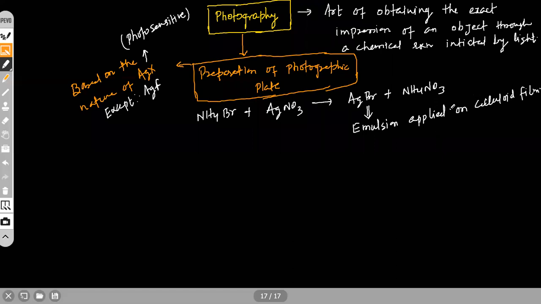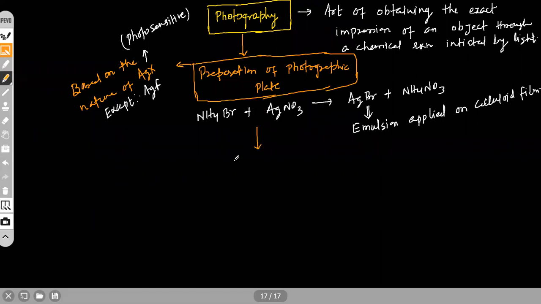That is what we call a negative. Since it is applied on the celluloid film, it can be activated by the exposure of light. When light strikes it, the reaction takes place and it gets activated. That's why we say photography is the art of obtaining the exact impression of an object through a chemical reaction initiated by light. Now, when you have this photographic plate, what happens?